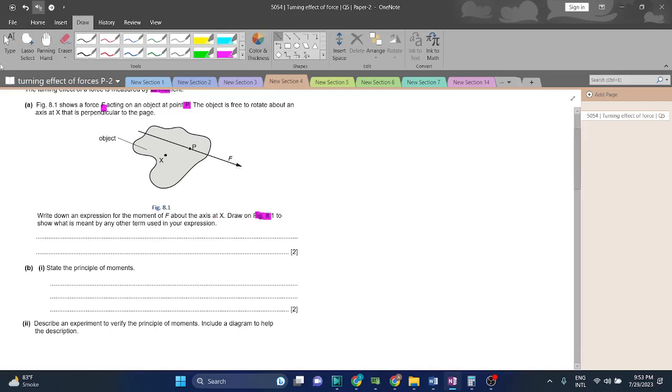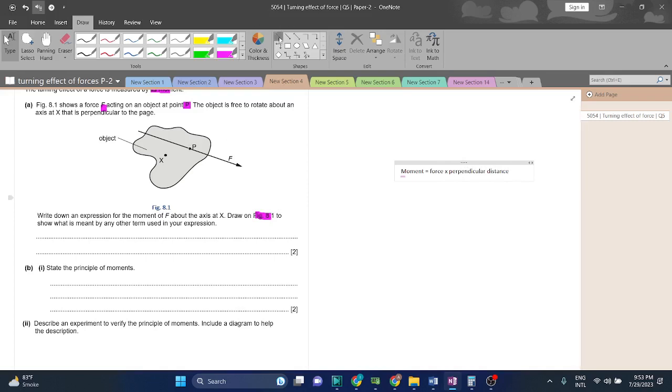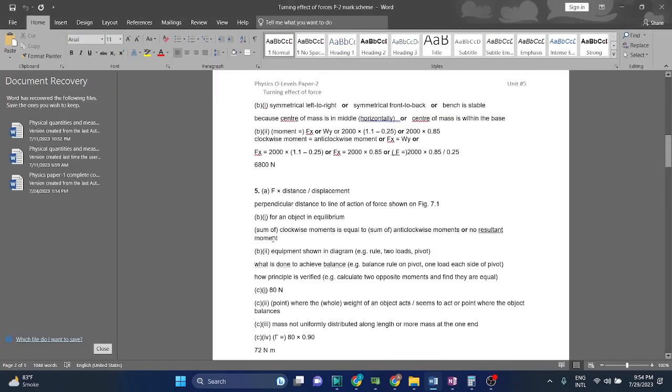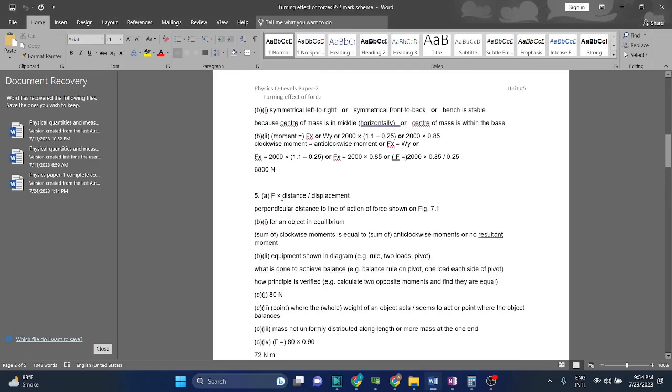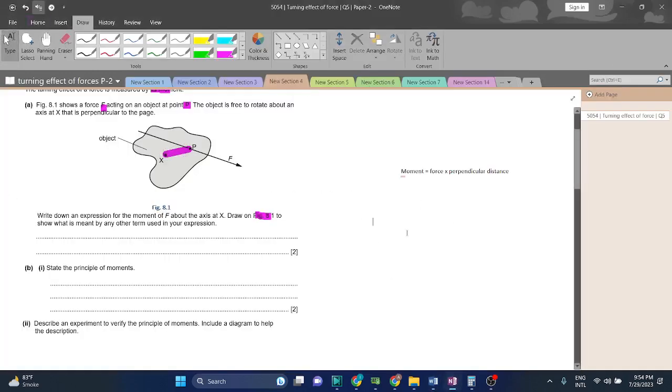First of all, moment is equal to force times perpendicular distance. Now, what have they told us about the axis X? So from here to here will be the perpendicular distance, XP will be the perpendicular distance, and F will be the force. I have drawn these for you as well. So that is the right answer.